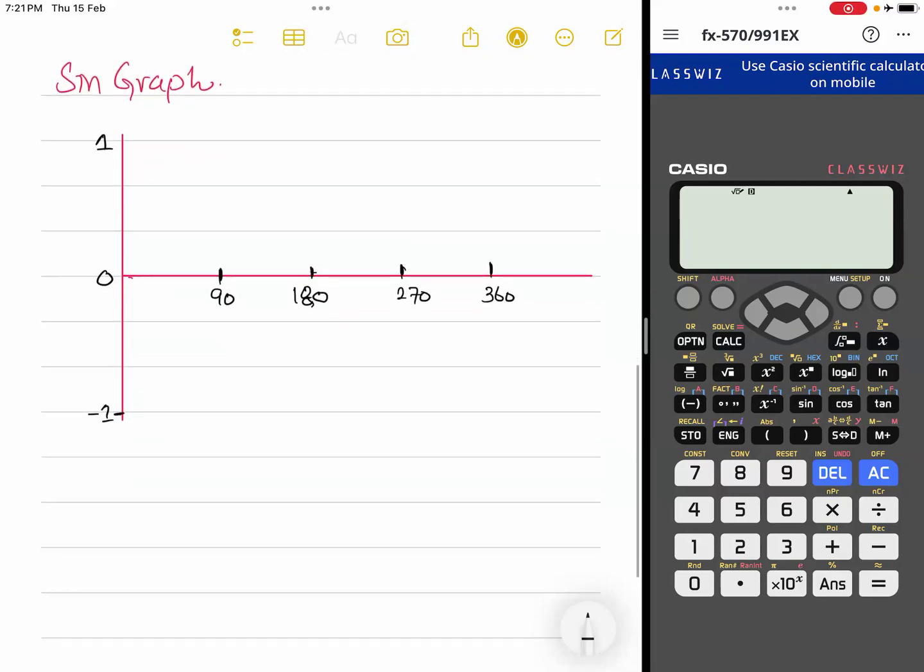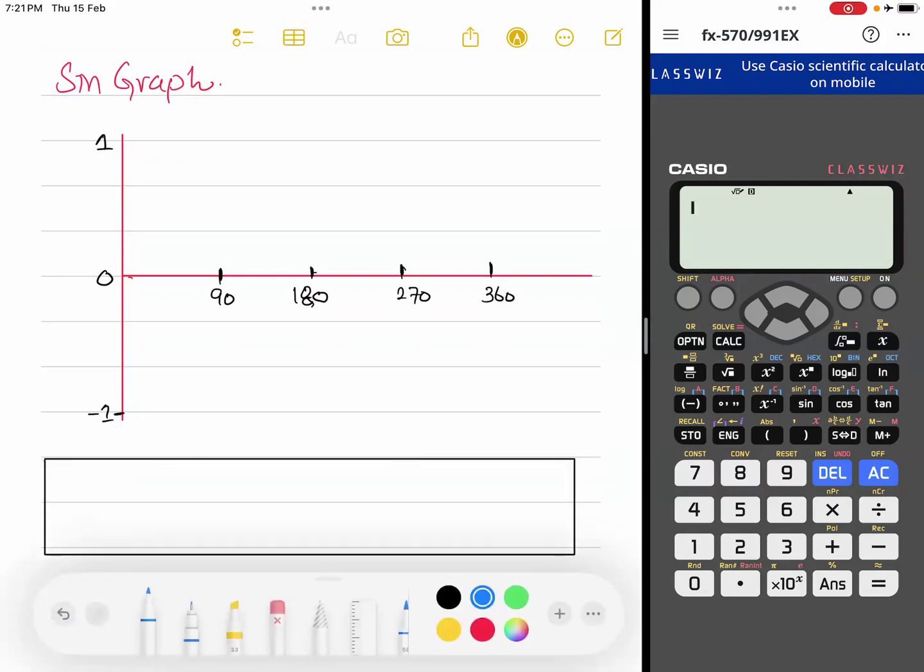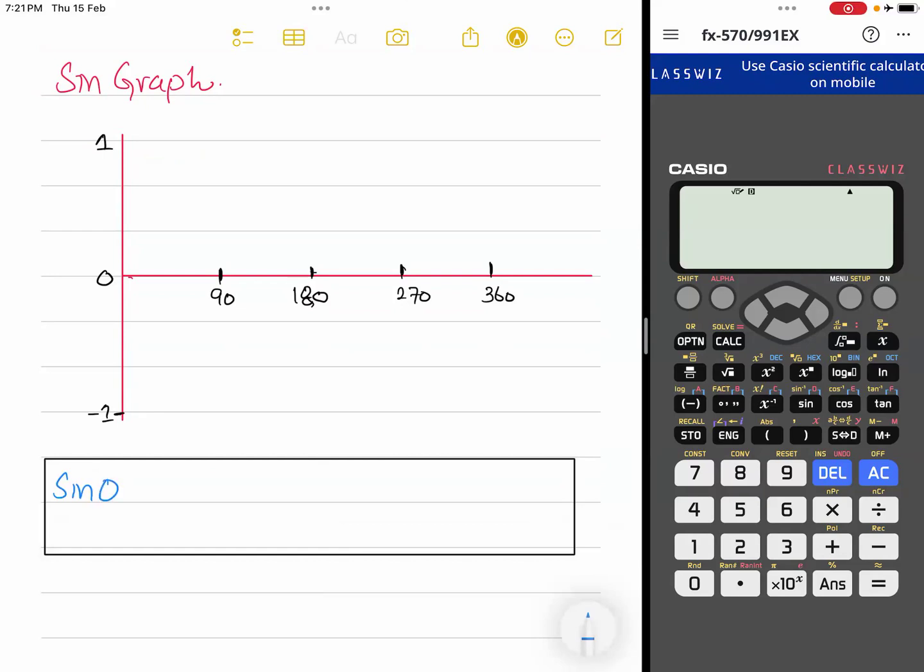As I said, I'm going to draw a sine graph here. I need a table. Okay? Yes, sir. I have the calculator with me. Check sine 0. What is sine 0?